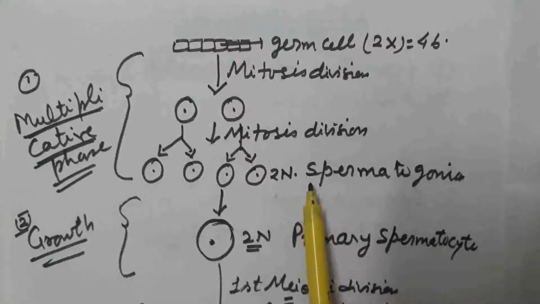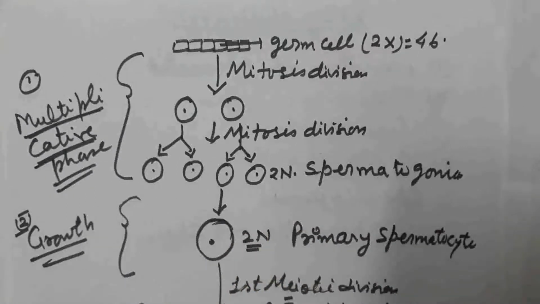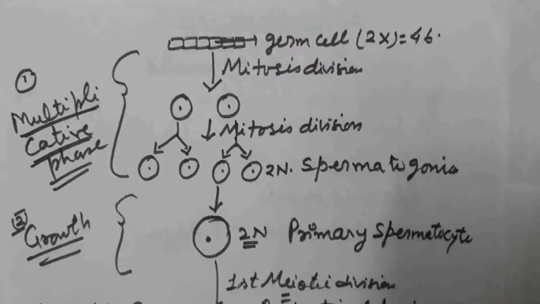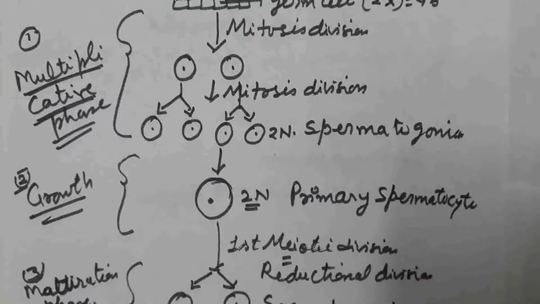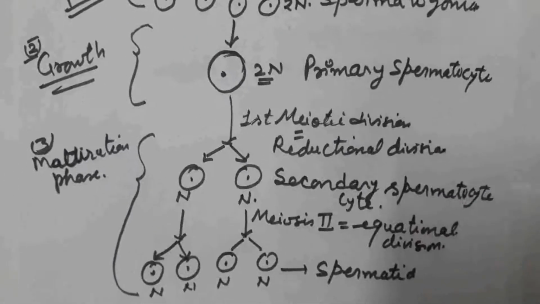After the multiplicative phase, the growth phase starts. Spermatogonia accumulate lots of nutrients and become enlarged in size. Now we call it primary spermatocytes. The chromosome number is still diploid. After the growth phase, the third phase starts, that is the maturation phase.